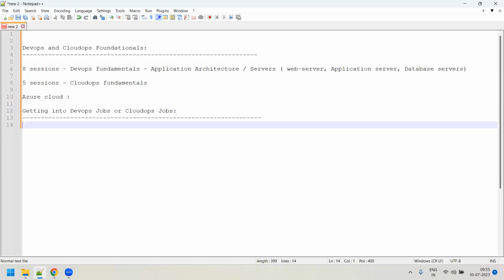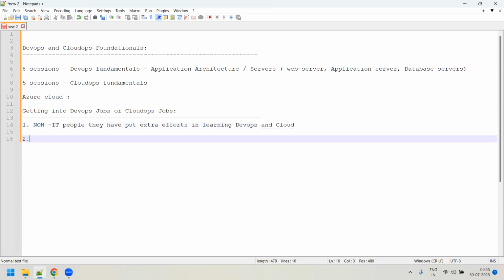So definitely non-IT people have to put forth a lot of effort, extra effort in learning DevOps and cloud. You can see in our WhatsApp group, some people are there, I'm not naming them, who are from a BCom background, but they are in a job actually.